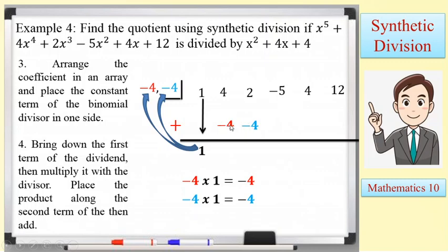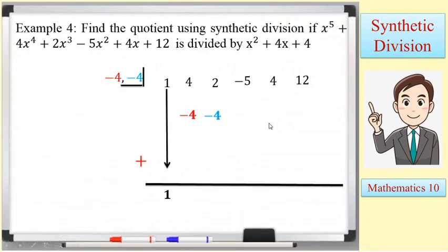Okay, so hindi pwede na -4 tapos -4 ulit sa baba. Hindi. Dapat ay magkasunod yung paglalagyan natin ng term. Okay? And then add natin 4 plus -4, the answer is 0. Okay? Next ay hindi natin pwedeng ipag-add si 2 and -4 kasi hindi pa nakukuha yung product ni 0 doon sa ating divisor. Okay?